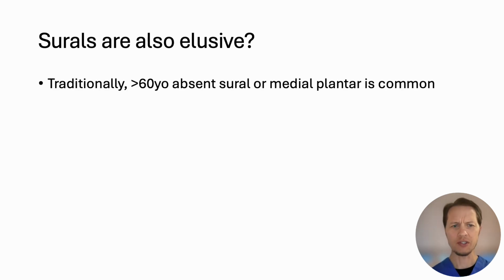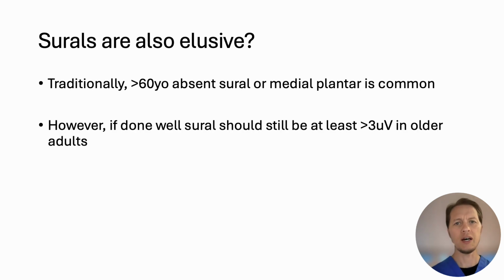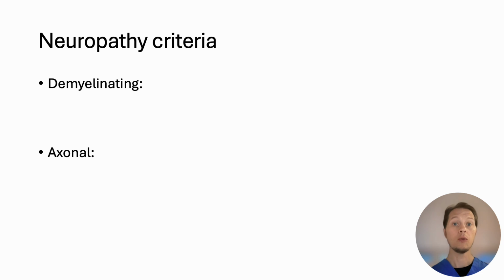Now, what about these surals? There are some studies that say anyone above the age of 60, never mind superficial peroneal sensory, your surals might be absent. Medial plantar also very likely to be absent. So can you really diagnose this on sural sensories? I say if it's well done, you should still see it, and it should at least have some amplitude, about 3 microvolts. Which brings us nicely to how do we diagnose neuropathy.